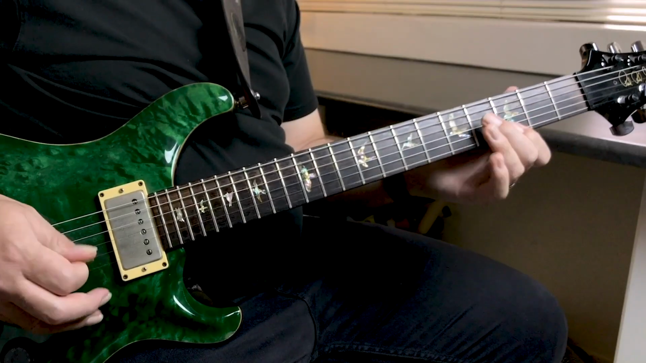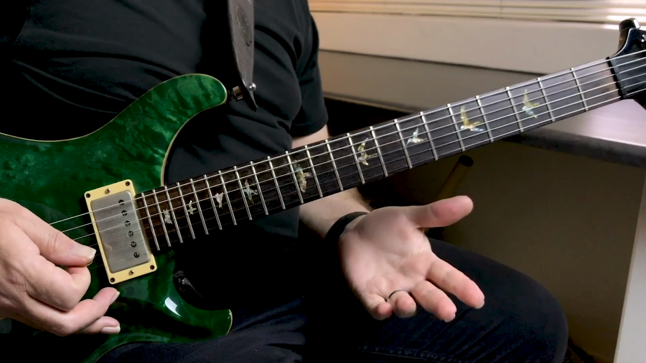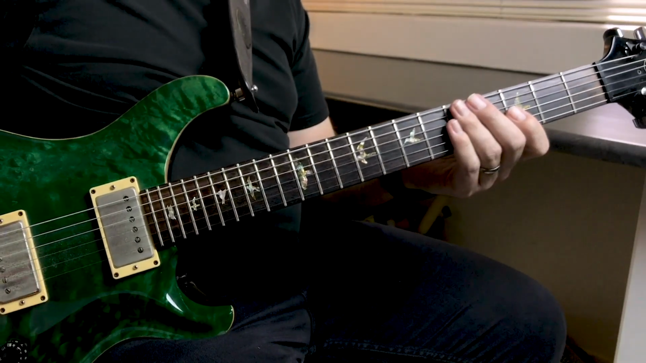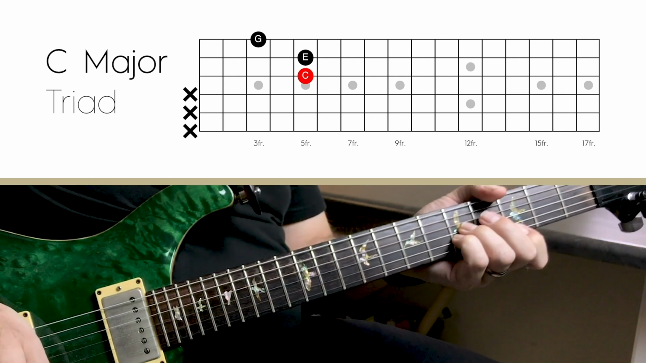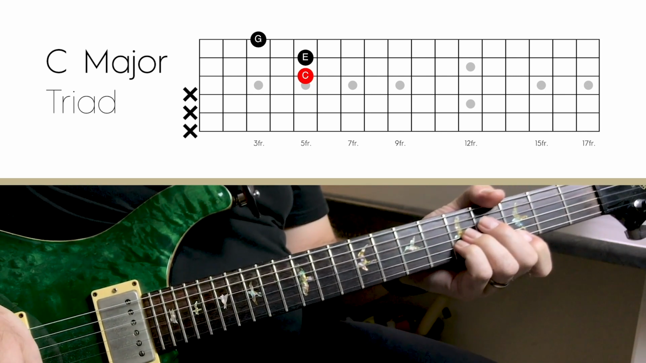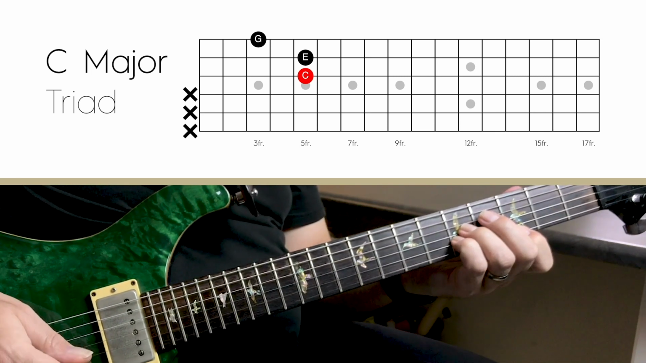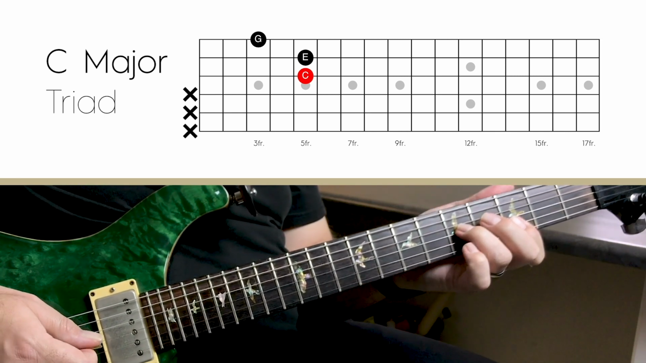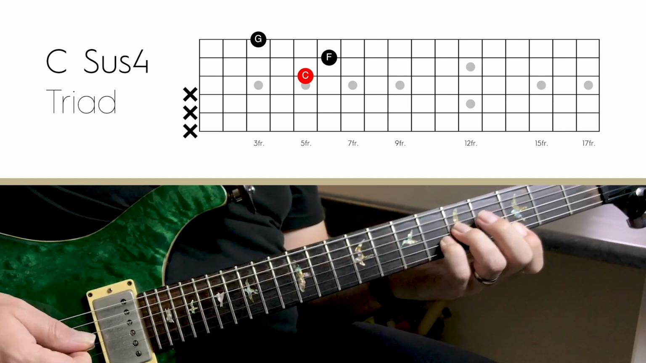So what you've got to do now is look at your major triads, and then you can see when I play this triad over here, that's a C major triad, all right? But my third is the middle note. So then this will be C sus2, that'll be C sus4, back to C major.